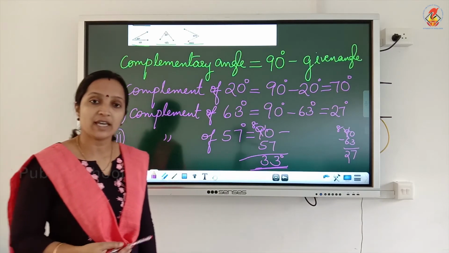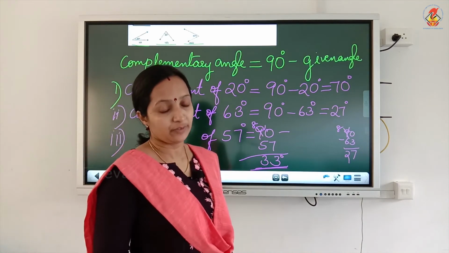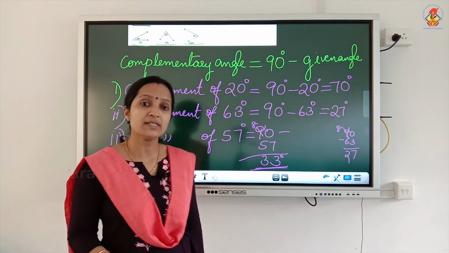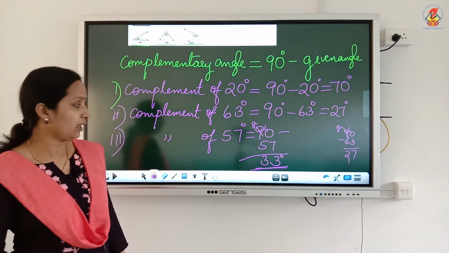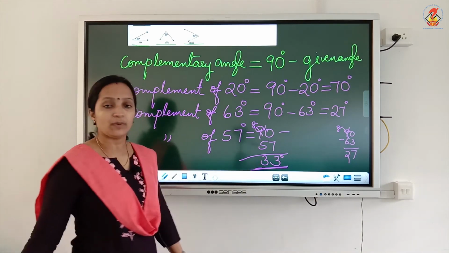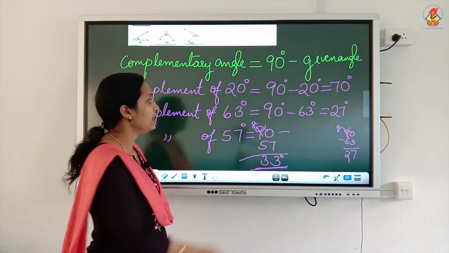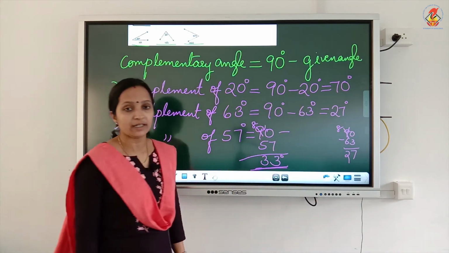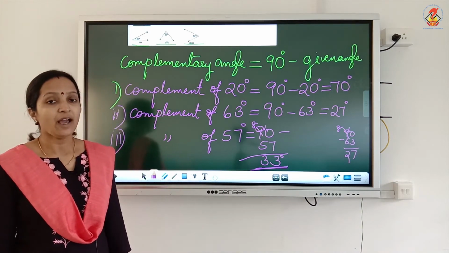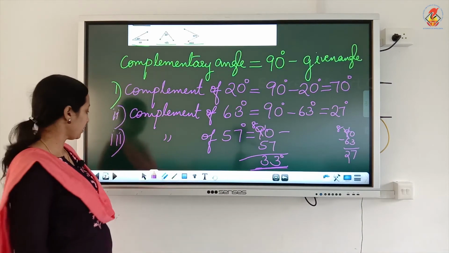57. Why are we saying they are complements of each other? Because if you add the two angles, you will get the sum 90 degrees. Okay. 57 plus 33, what is the answer? 90. 63 plus 27, what is the answer? 90. 20 plus 70, what is the answer? 90. So these are complementary angles. Okay children. Now move to the next question.